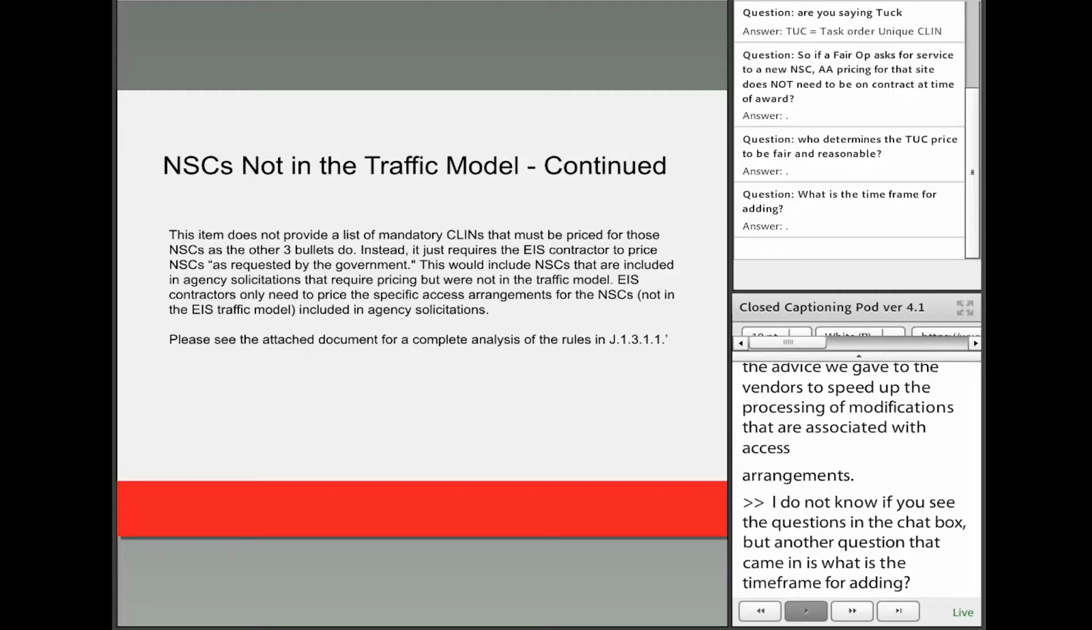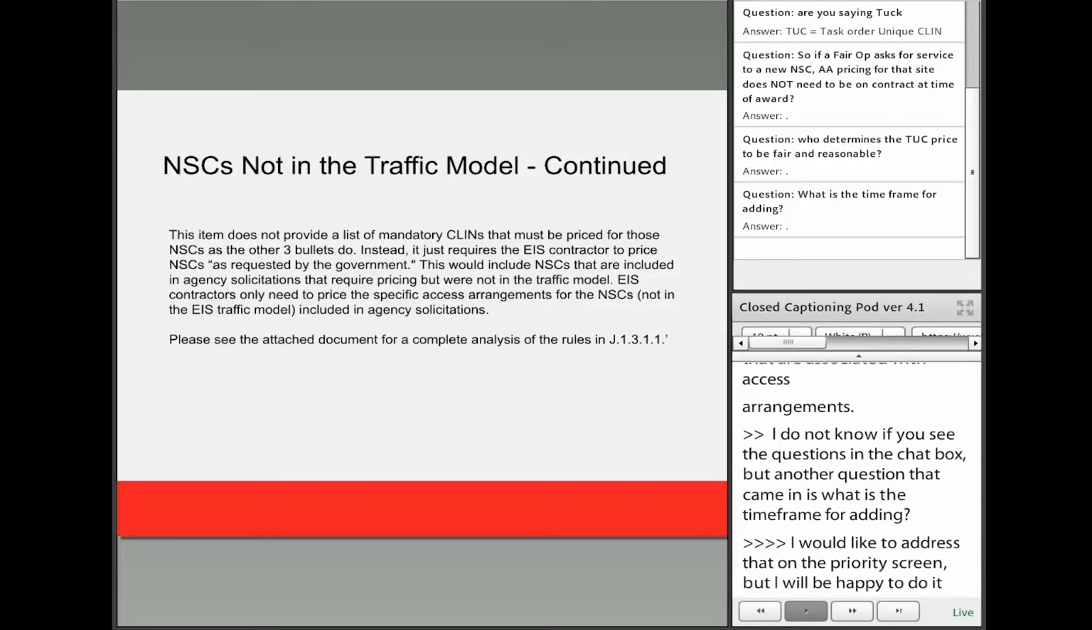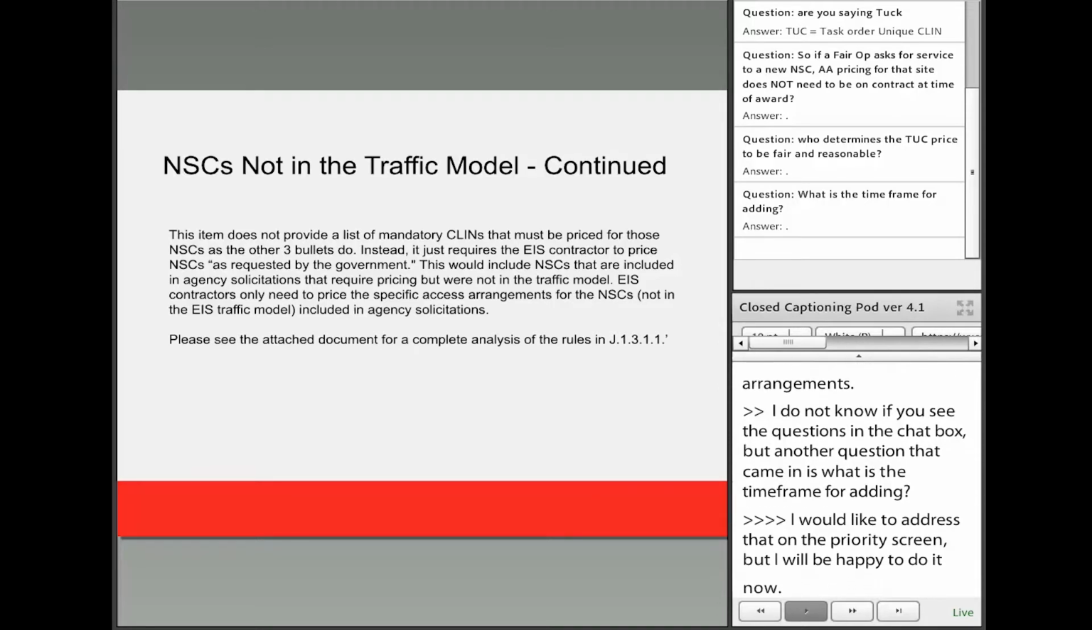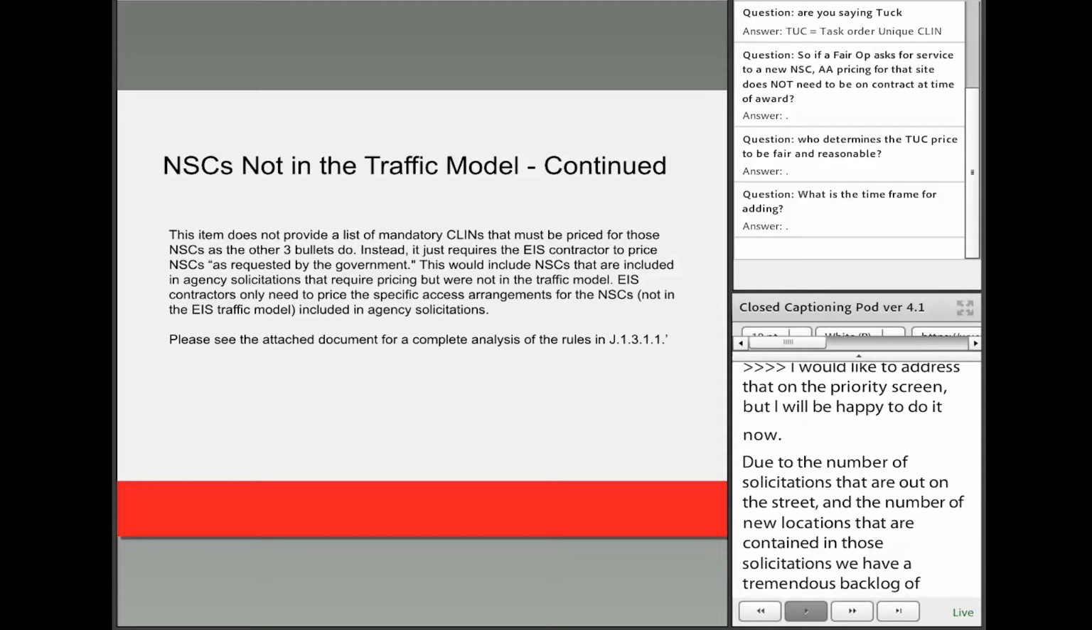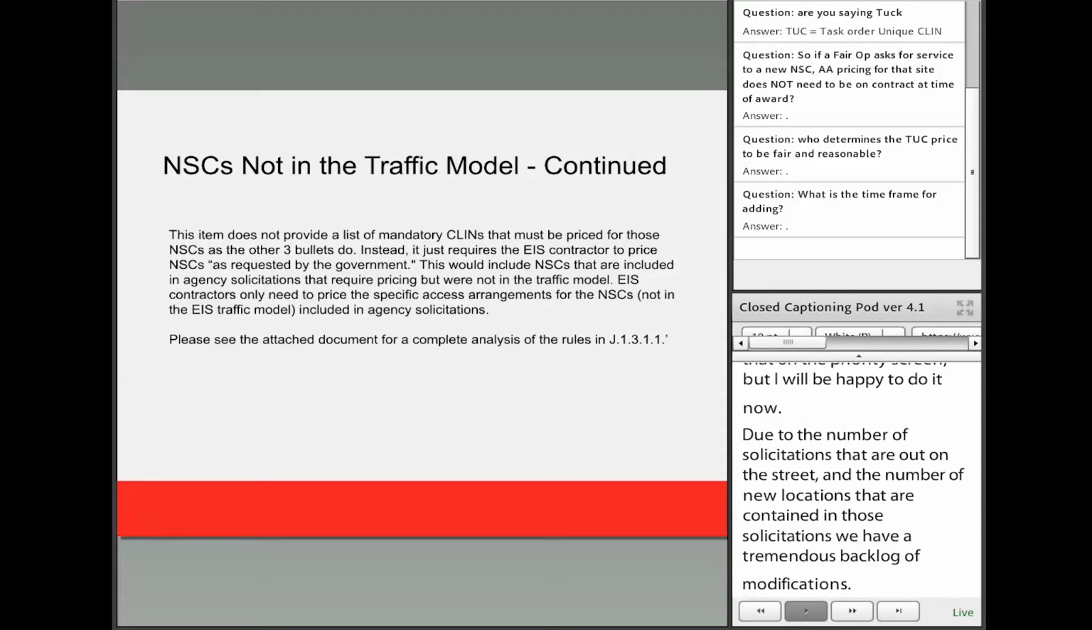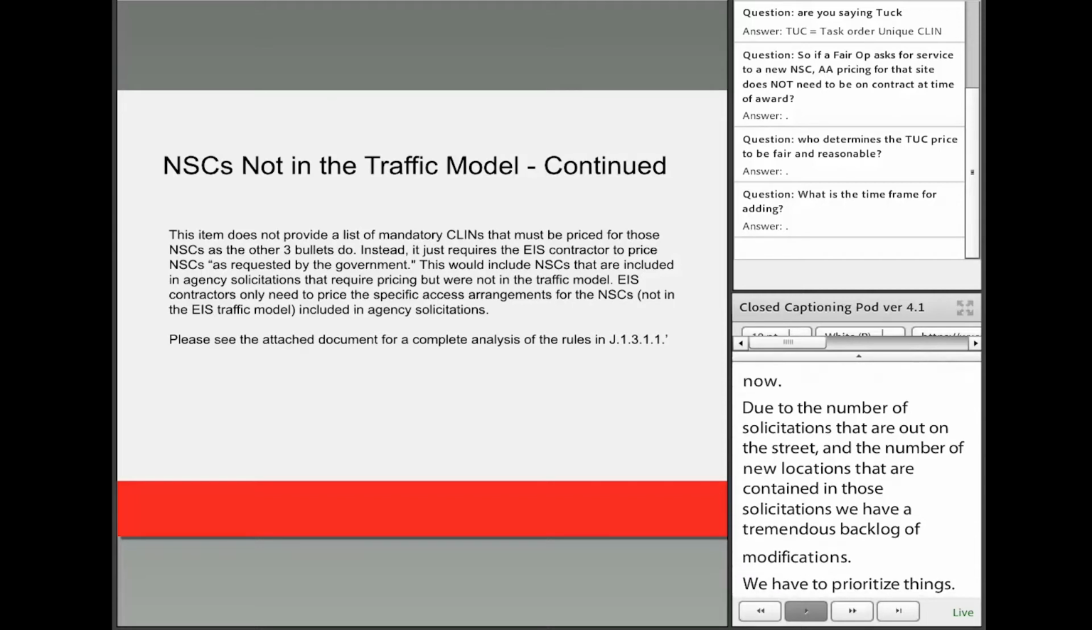Due to the number of solicitations that are out on the street and the number of new locations that are contained in those solicitations, we have a tremendous backlog of modifications. So we have to prioritize things. And once again, I'd like to address that when we get to the fourth topic. So if we could just hold that question for now, let's go ahead and stay with the slide program for now. And I promise we'll get back to it on the last slide.